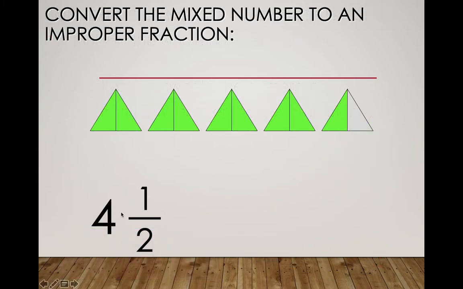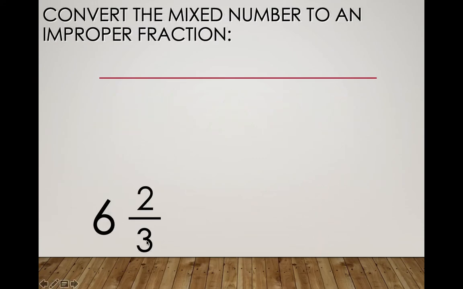Okay, so if we look at this one, we have 4 1/2. So 4 times 2 is 8. So here we have 2, 4, 6, 8, plus this one more would be 9 halves. 4 times 2 plus 1, 9. 6 2/3. 3 times 6 would give us 18 so far, and then we still have 2 more thirds, so that's 20 thirds.